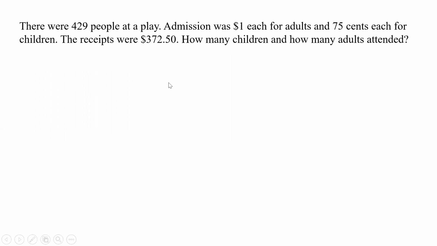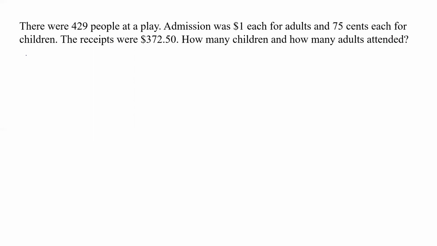So here it says, there were 429 people at a play. Admission was $1 each for adults and 75 cents each for children. The receipts were $372.50. How many children and how many adults attended? All right, so that last sentence is usually what we're going to set up for our variables.